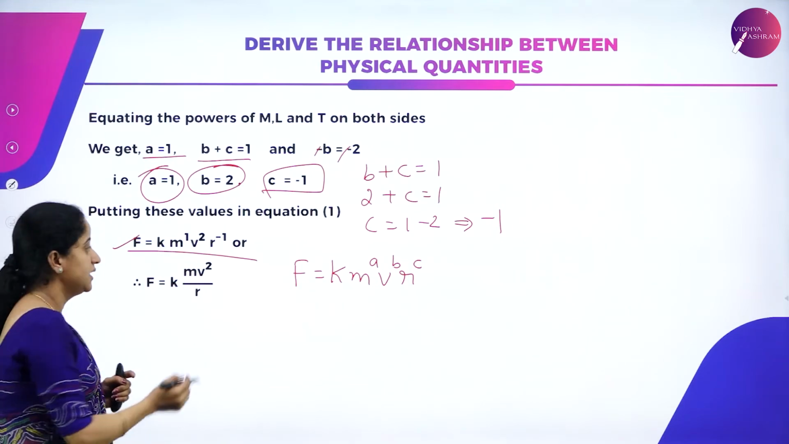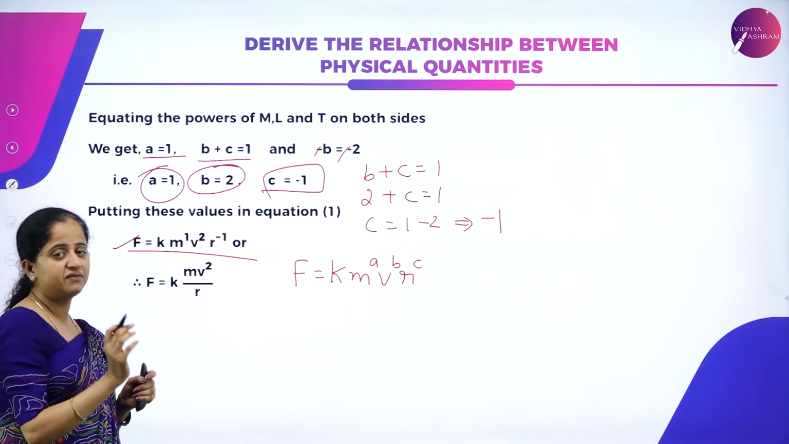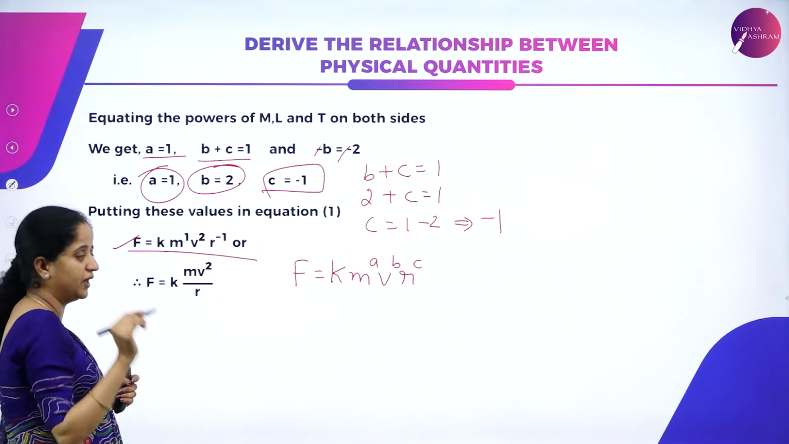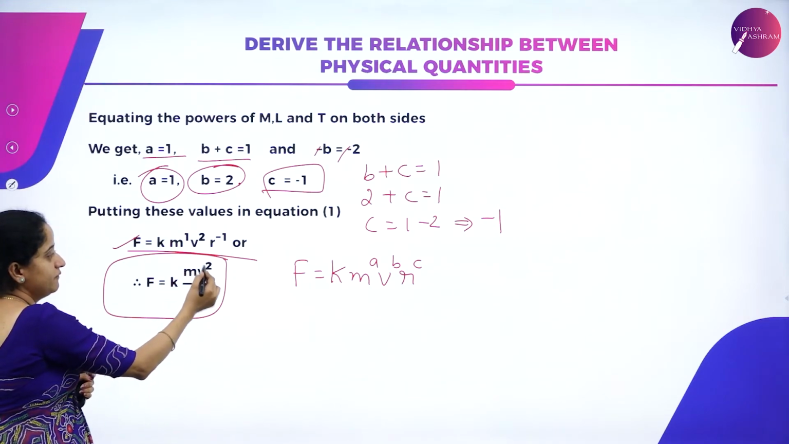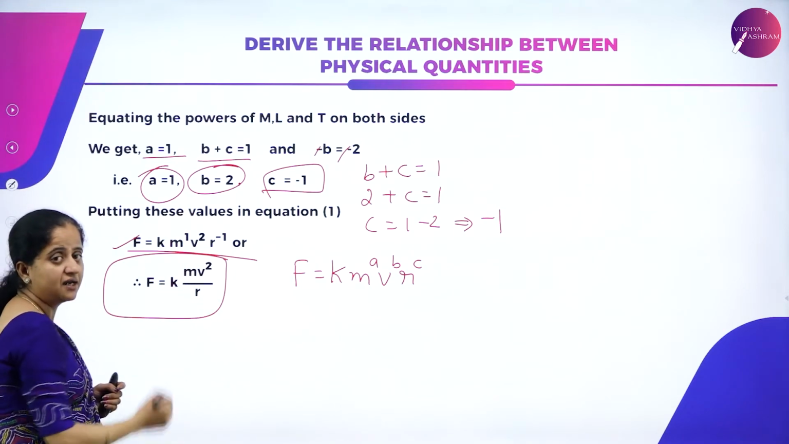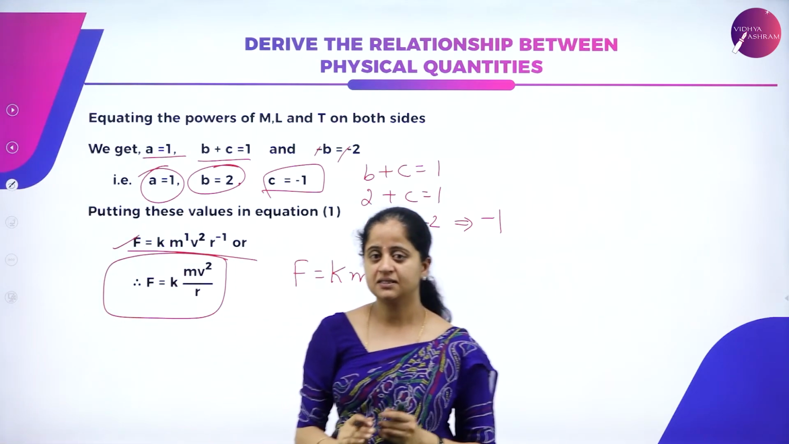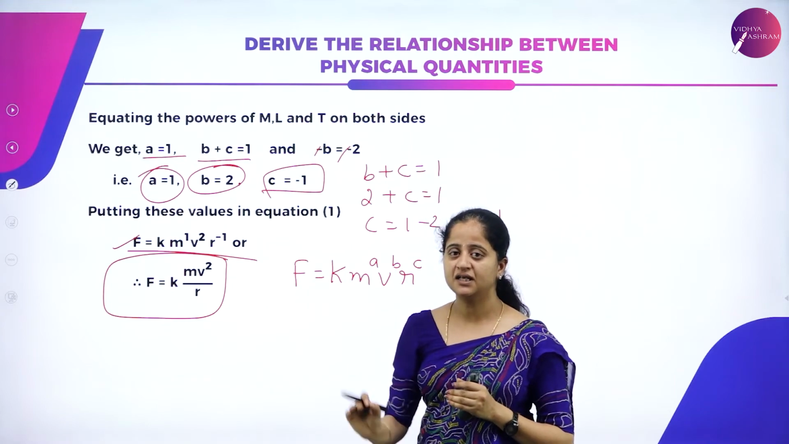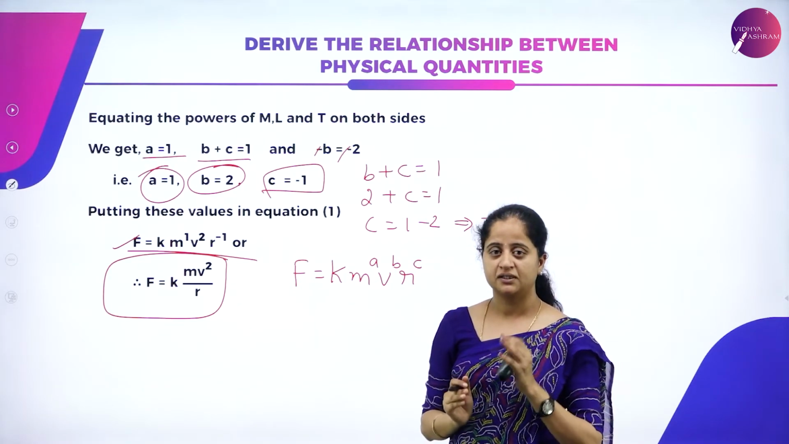Since we have R raised to minus 1, we can bring this to the denominator and we can write it as R raised to 1. So the equation becomes F is equal to K into m v square divided by R, which is the expression for the centripetal force. So this is how we can derive the relationship between various physical quantities with the help of dimensions.